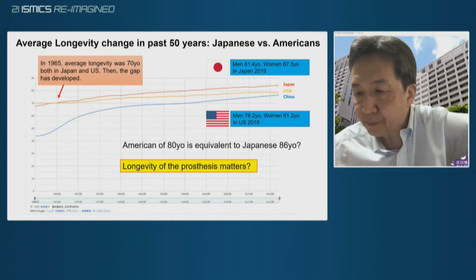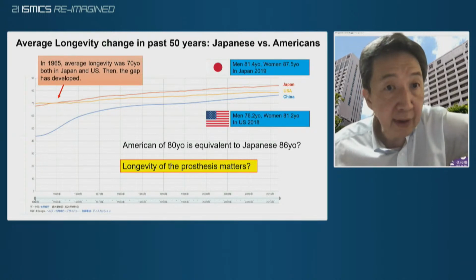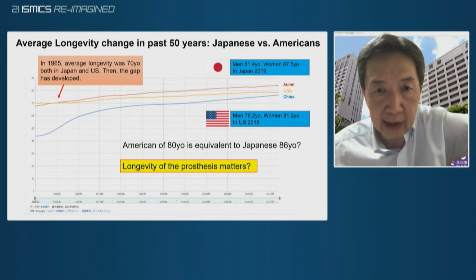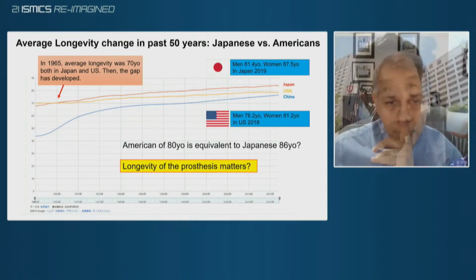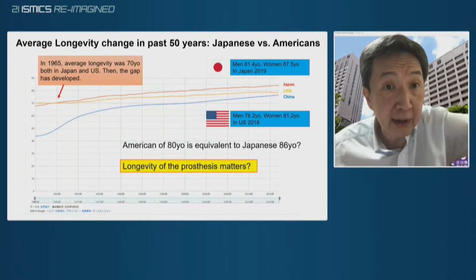Next. Another aspect is the longevity difference. Japanese people live longer. We have 81 in men and 87 in women, from 2019 data. China is currently catching up to the US. But that means if you put in a TAVR valve or SAVR valve at an early age in a low-risk patient, the durability of each bioprosthesis may be really important.